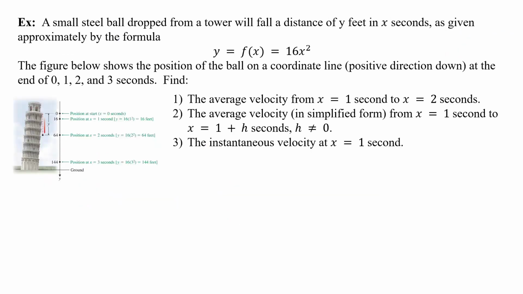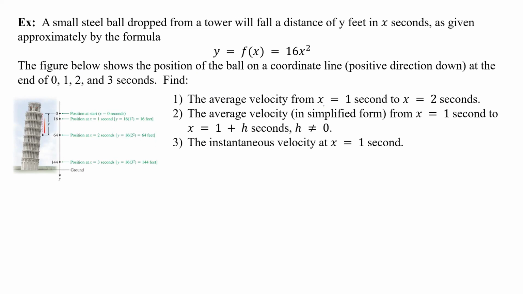What about going to the one model here with the tower. A small steel ball dropped from a tower will fall a distance of y feet in x seconds as given approximately by the formula y equals f of x equals 16x squared. Now the figure below shows the position of the ball in a coordinate line, with the positive direction shown at the end of 0, and then 1, 2, and 3 seconds.